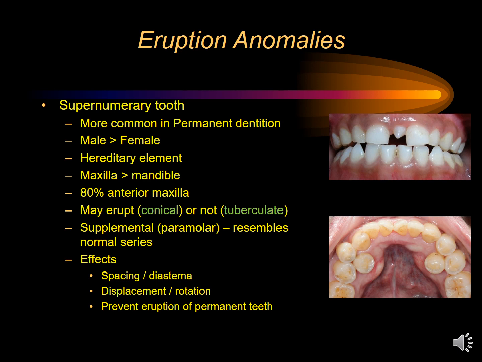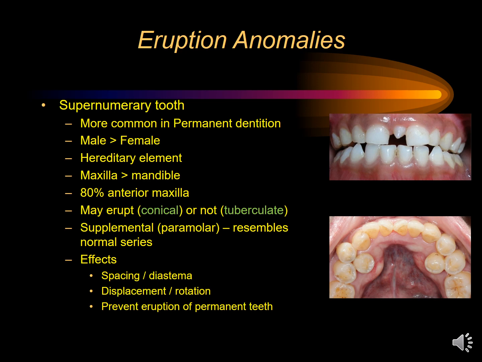Now, supernumerary teeth. Supernumerary teeth means extra teeth apart from the normal teeth in the series. It is usually more common in the permanent dentition, more common in males. There may be a hereditary element to it, more common in the maxilla, and 80% of them are found in the anterior part of the maxilla. It can be an erupted or conical supernumerary, or it may be an unerupted supernumerary, which is called a tuberculate supernumerary. A supplementary supernumerary resembles a tooth of the normal series, and when it happens in the posterior part of the arch, it is known as a paramolar.